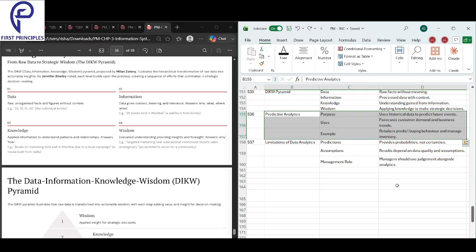First is purpose. What is the purpose of predictive analysis? It uses historical data to predict future events. Uses, it forecasts customer demand and business trends. Example, retailers predict buying behavior and manage inventory accordingly. Right? That is called predictive analysis.